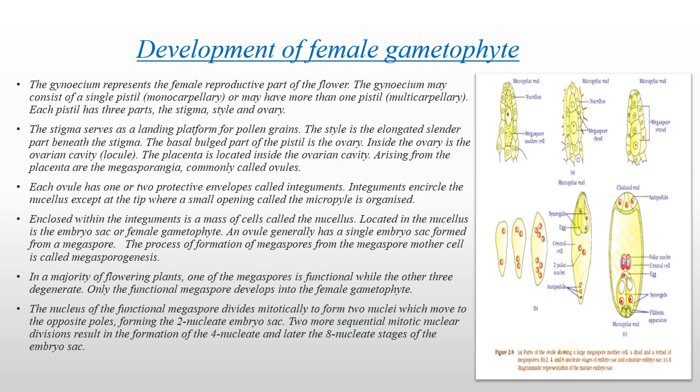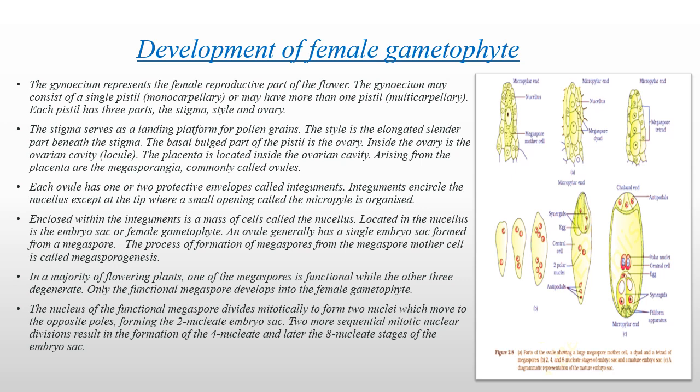Inside the ovary is the ovarian cavity, or locule. The placenta is located inside the ovary. Arising from the placenta are the megasporangia, commonly called ovules. Each ovule has one or two protective envelopes called integuments. Integuments encircle the nucellus except at the tip where a small opening called the micropyle is organized.